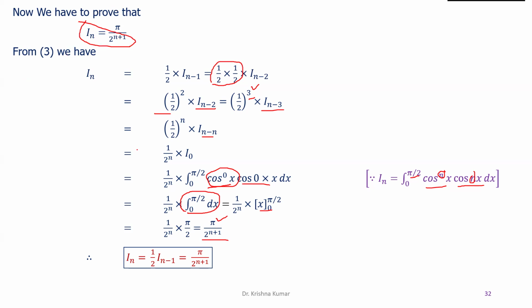So in this example we have proved both results, that is, In equal to 1 upon 2 I n minus 1, and In which is equal to pi upon 2 to the power n plus 1. This is the desired result.